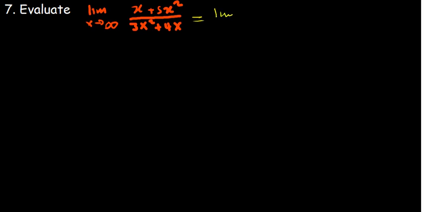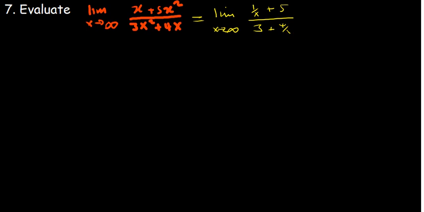So this is limit as x approaches infinity. This one divided by x power 2 will give us 1 over x. So this is what I want to have, 1 over x. And then 5x squared divided by x squared, we'll just get a 5. Divided by 3x squared divided by x squared, that will just give us a 3. 4x divided by x squared will just give us 4 over x. So you can see I only have a constant or x in the denominator. I shouldn't have x alone.